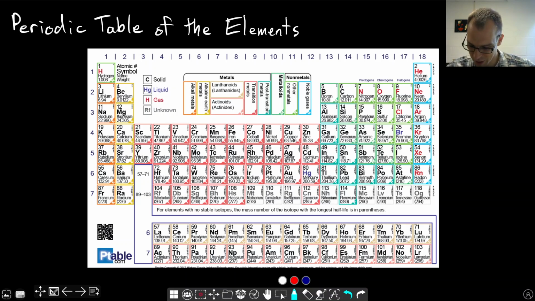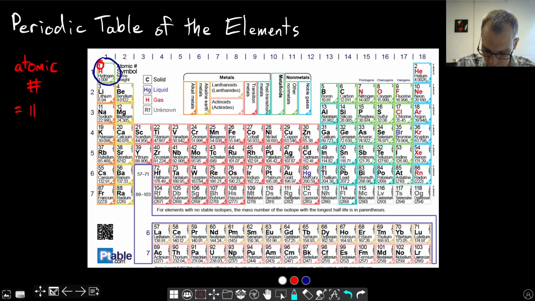So first of all, I'll use blue here. The thing to notice is that we have a bunch of squares, right? So we'll highlight hydrogen here. Each of these squares represents an element, and there's a bit of information in each of these squares. Number one, I switch to red here. We have this number here, which is for hydrogen 1, and this is the atomic number. And this is equal to the number of protons in that element.